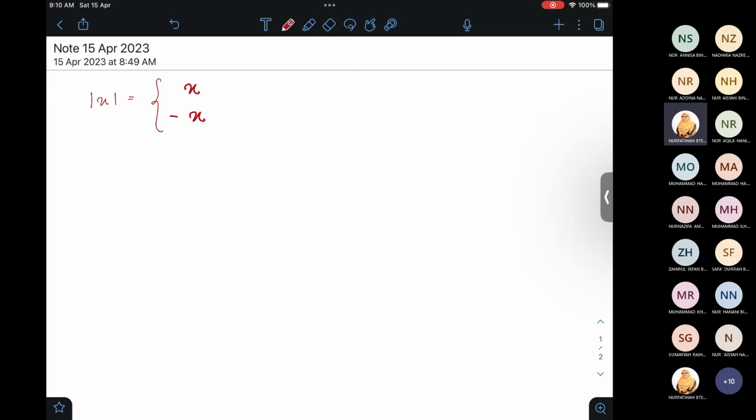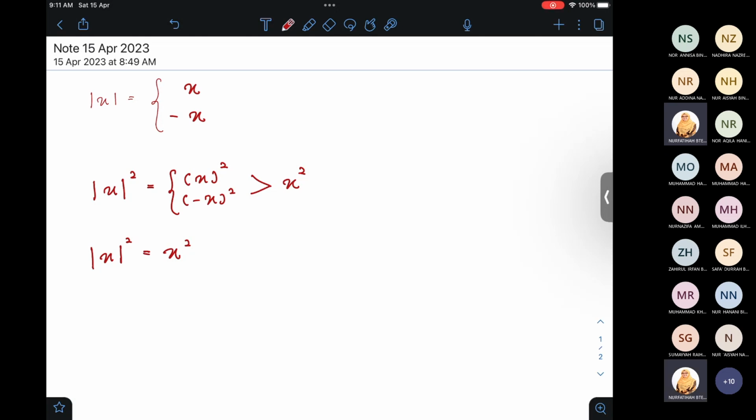What happens if I square the modulus? Bila saya squarekan the modulus, of course inside the bracket also needs to be squared. So the first one, saya akan dapat x to the power of 2. The second one, negative x to the power of 2, where both of these are equal to x squared. Dekat sini kita boleh conclude: modulus x to the power of 2 is equal to x squared.